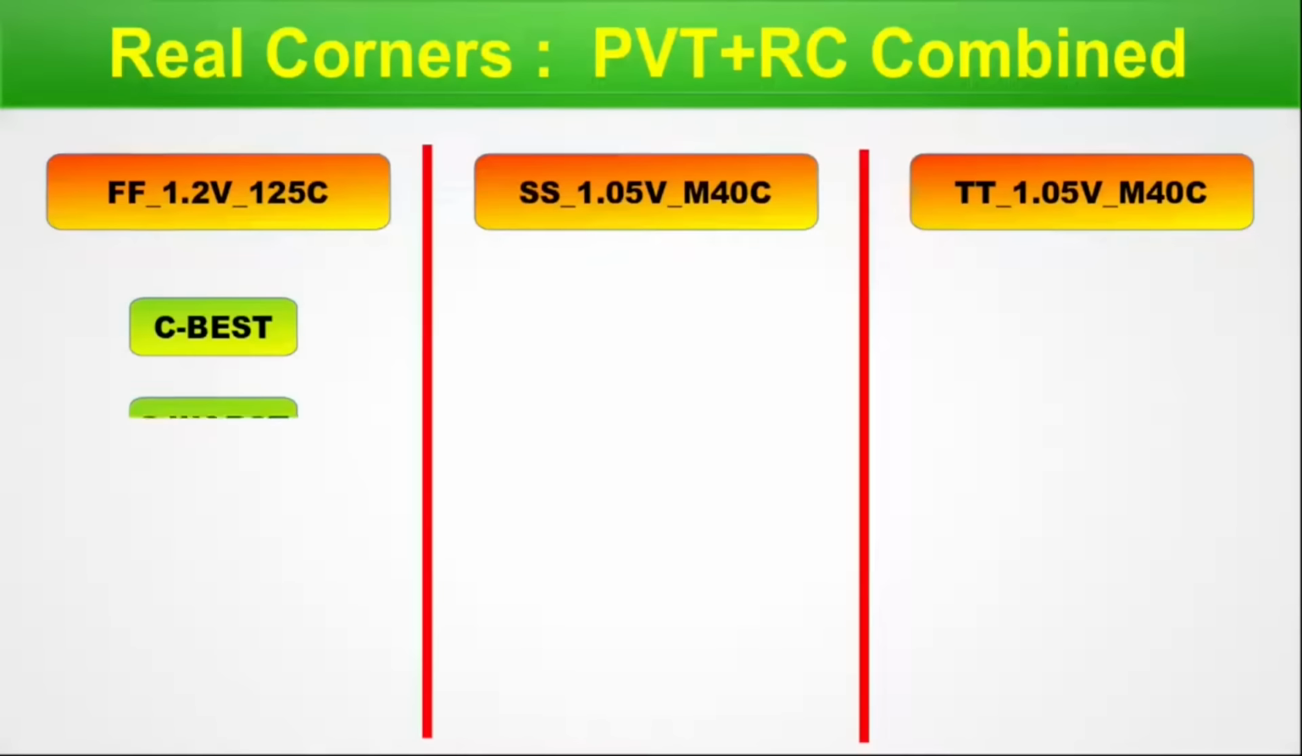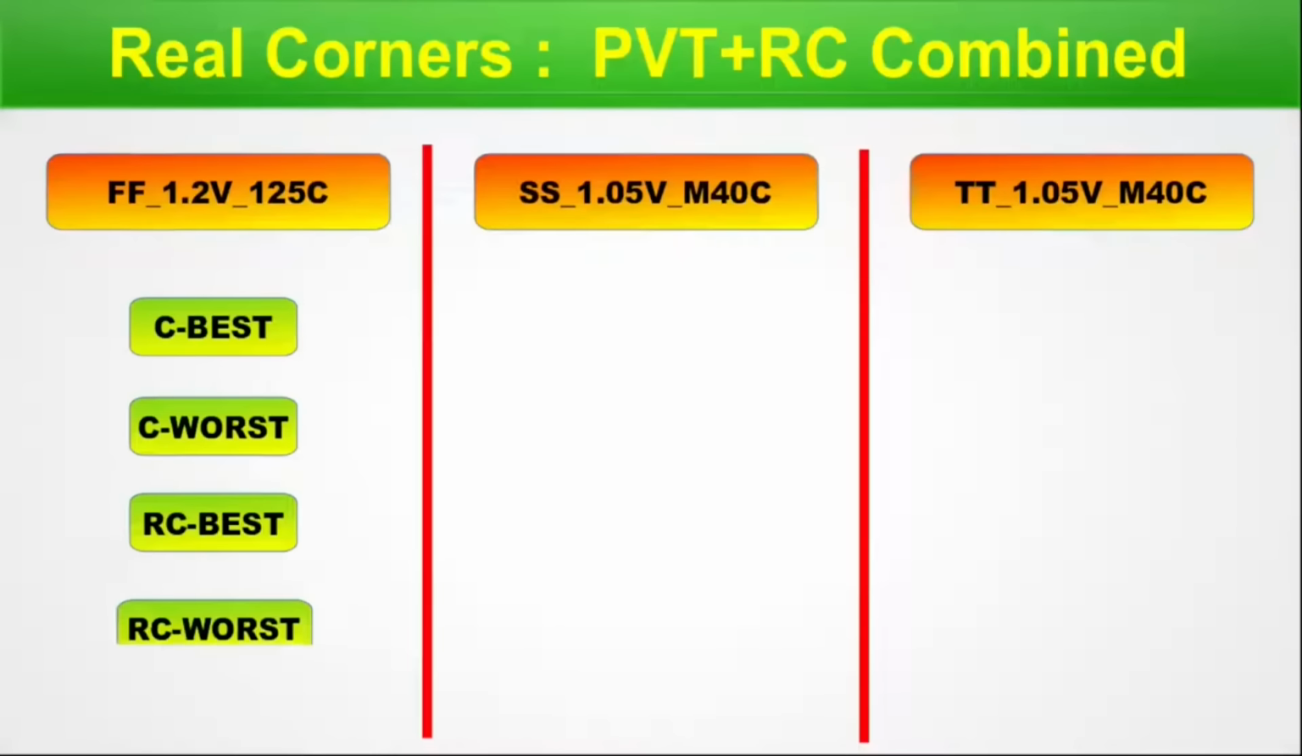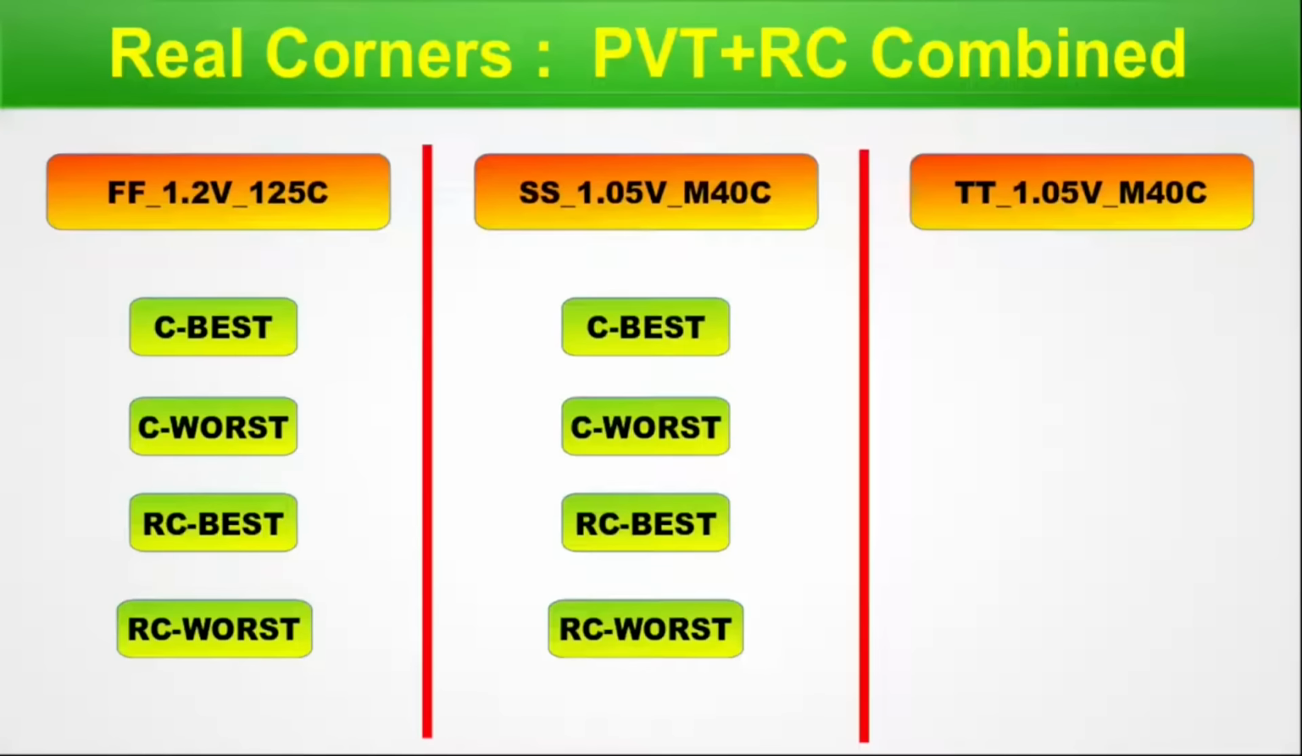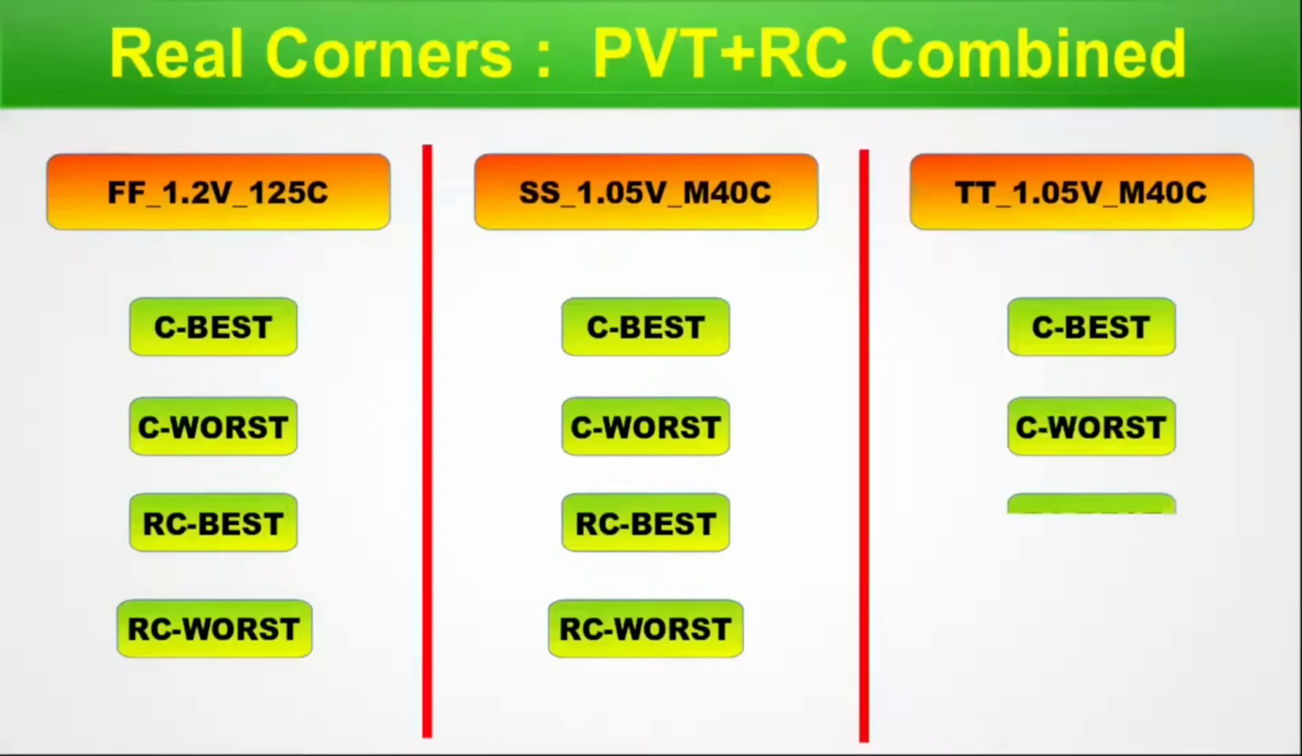Here there will be C base, C worst, RC base and RC worst. So one particular PVT corner will contain 4 RC corners. The same will happen again for the next PVT corner, and so on. In this way, the PVT corner and the RC corners are combined. That means for one particular PVT corner, there will be 4 RC corners, or if there comes a coupling capacitor corner, one or more than one, then they will also be included.